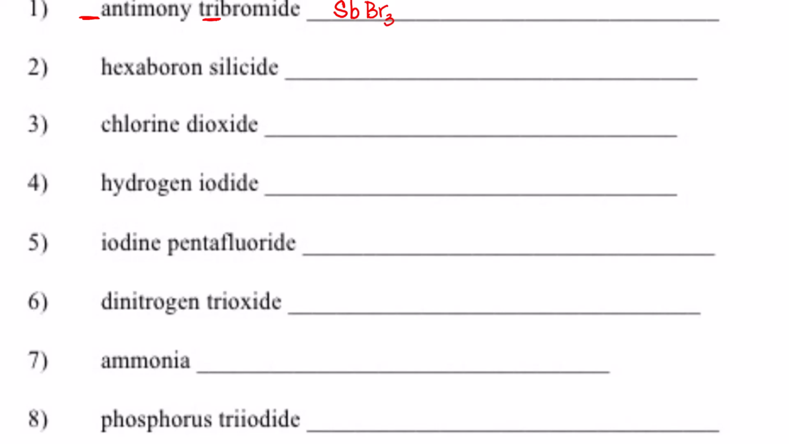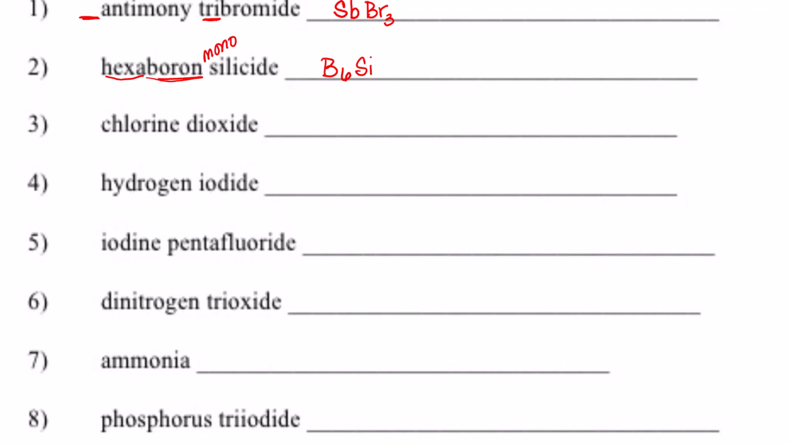We do not crisscross. Number 2, hexaboron silicide. Boron is the element, so that's a B for boron. Hexa is 6. So the subscript is 6, silicon, which is Si. This is actually written incorrectly. This should be monosilicide, which stands for 1. So it's B6Si.